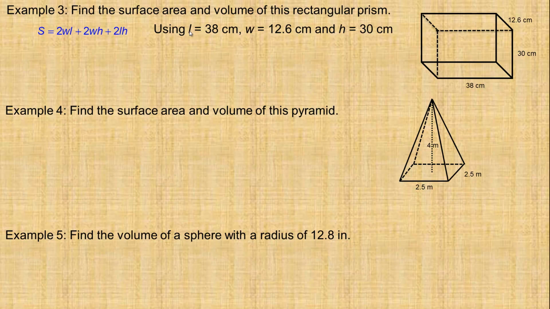It doesn't matter where you put those numbers, as long as 2 places you put an L, 2 places you put an H, and 2 places you put a W. So substituting those in, the width is 12.6, the length is 38, and so 12.6 here, and the height is 30, and 2LH, so the length is 38, and the height is 30.